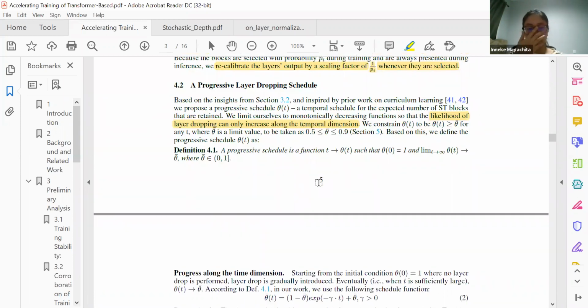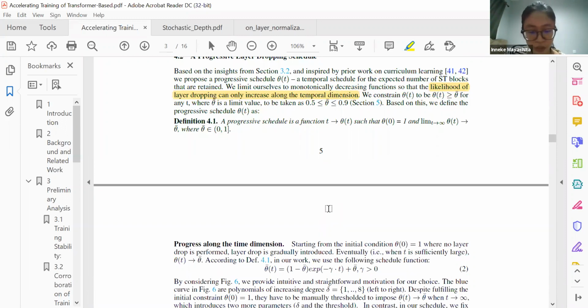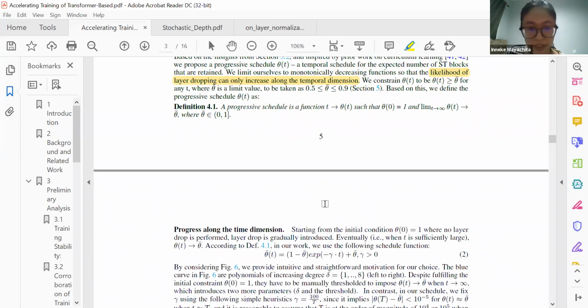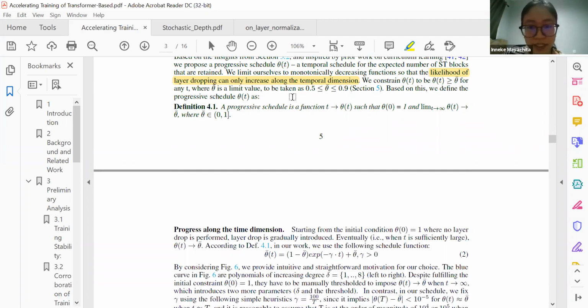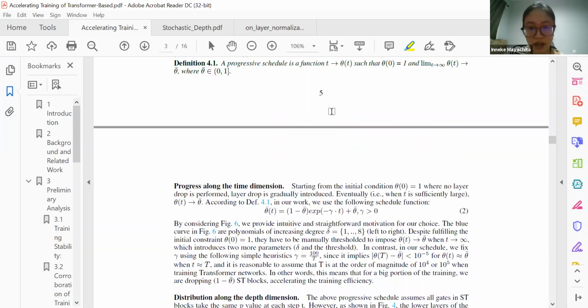Okay, the next part of this paper discusses how to make the heuristic for the dropping schedule. Basically the layer dropping will only increase along the time dimension. As we saw in the previous study, in the early steps of training the model is still adjusting the weights, and in the later steps the model tries to stabilize and starts to understand the features. So this means we don't want to drop layers early in training. We only want to drop in the later time of training. It means we will increase the probability of dropping layers along the time.